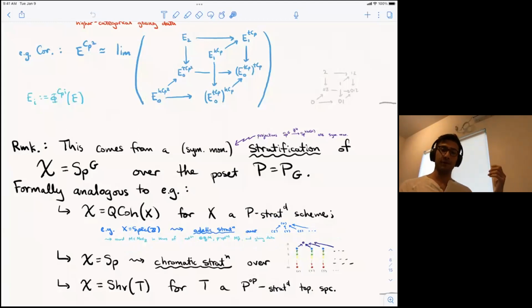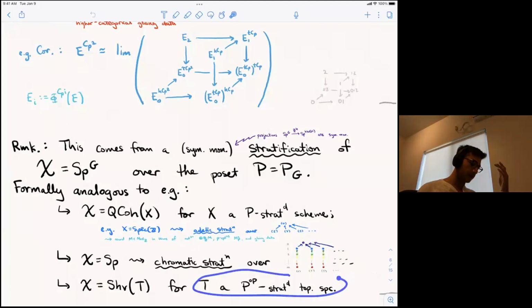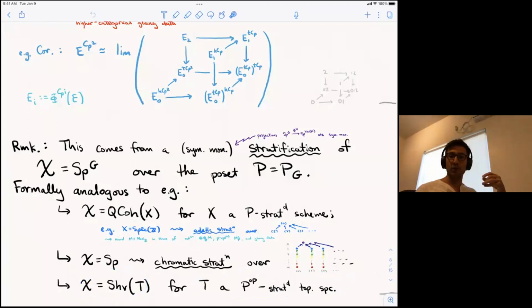Another example that might be familiar is that the category of spectra has what we call a chromatic stratification over this poset. So this is what's called the Balmer spectrum of spectra. So it's got all of these different points corresponding to chromatic heights and corresponding as well to primes. And then there's also this generic point. And then also if you have a stratified topological space, you get a stratification of its category of sheaves. So all this is to say that G spectra are behaving a whole lot like sheaves on some sort of stratified space. Although that's not quite literally true, it's very close to true and you can treat it as such.